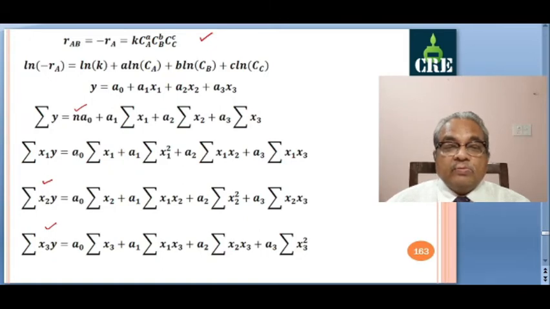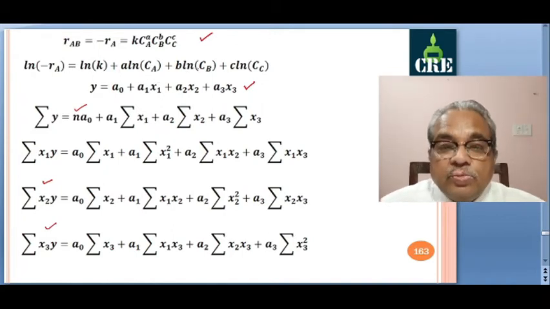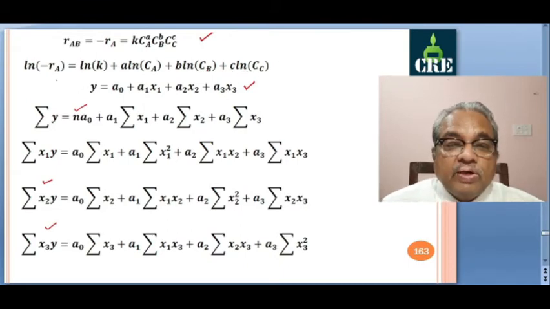Okay, so what we get? These 4 equations which we have obtained represent the linearized equation: ln of minus Ra is equal to ln of k plus a ln of Ca plus b ln of Cb plus c ln of Cc. Here we have written y as ln of minus Ra, x1, x2, x3 as ln of Ca, ln of Cb, ln of Cc respectively, ln of k as the constant A0, and a, b and c as A1, A2, A3 respectively.